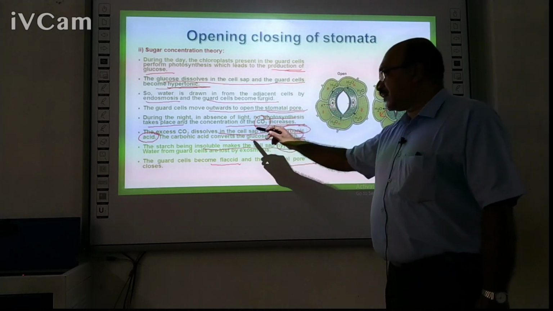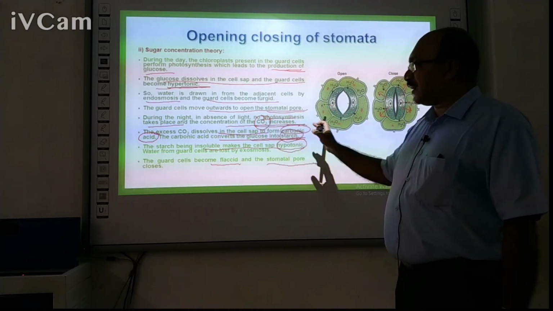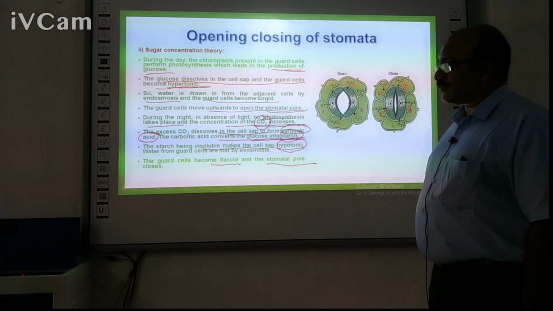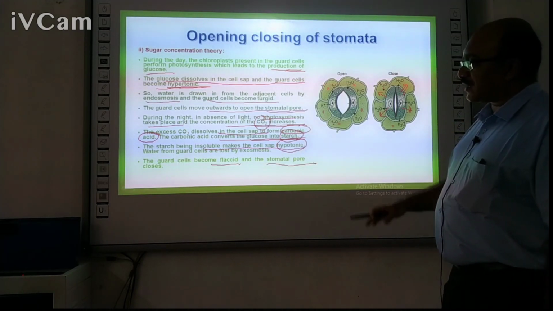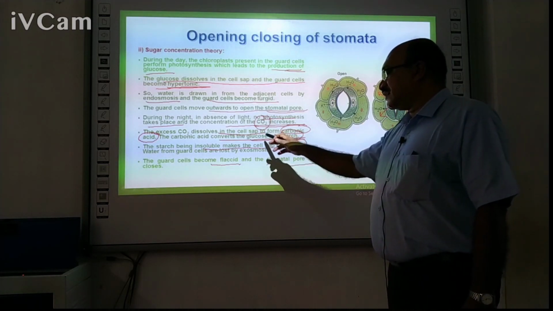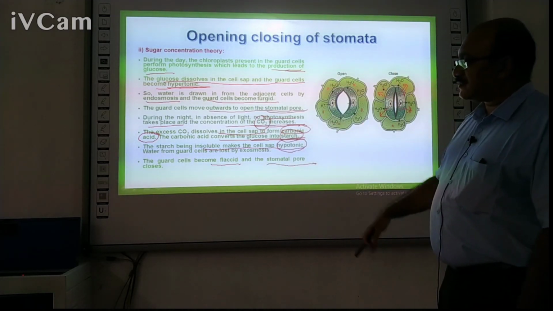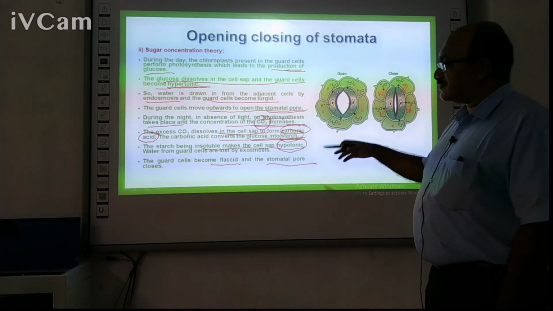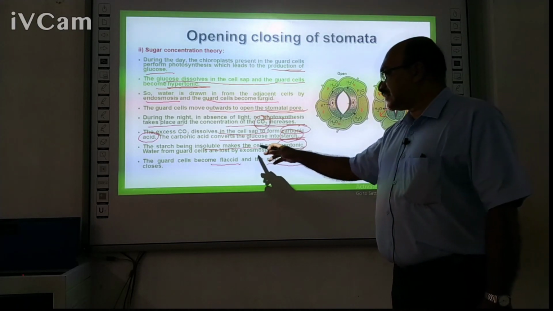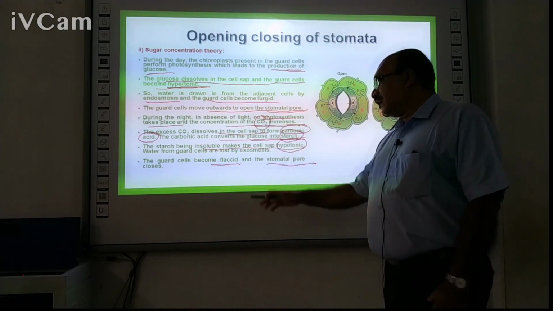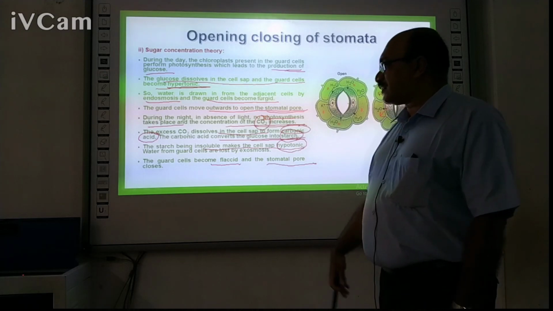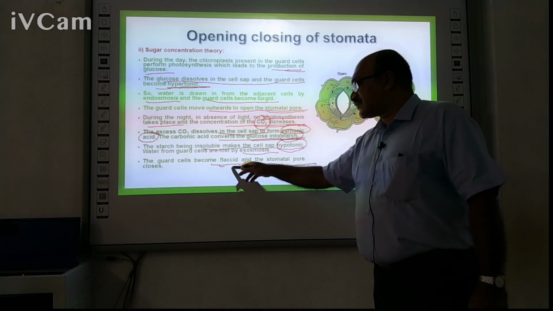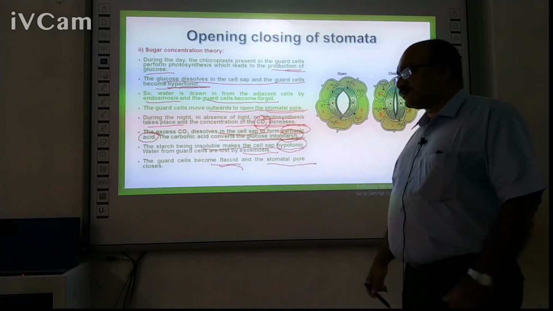So again the closing part: at night there is no light, so no photosynthesis, so there is an increase in the carbon dioxide concentration. The carbon dioxide concentration increases, which means it dissolves and forms carbonic acid. The carbonic acid converts the glucose into starch. The starch is insoluble, so the cell sap becomes hypotonic. And as the cells have become hypotonic, water is lost by exosmosis. Guard cells become flaccid and the stomatal pore closes.